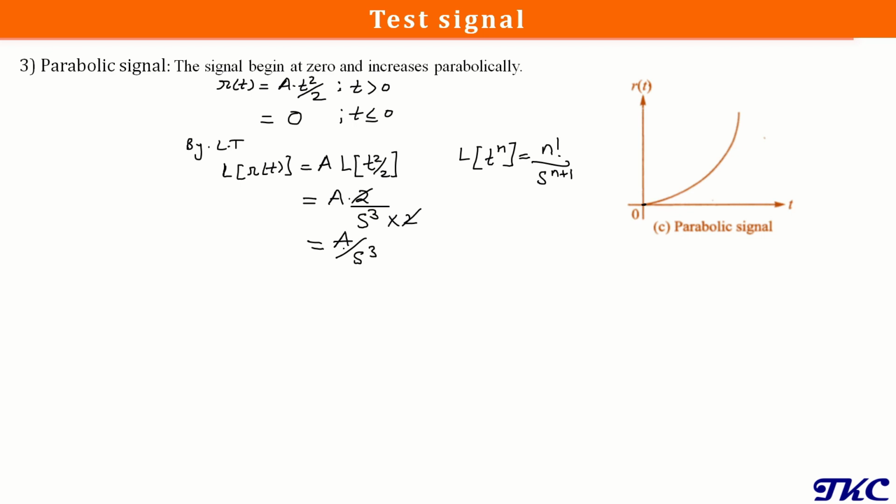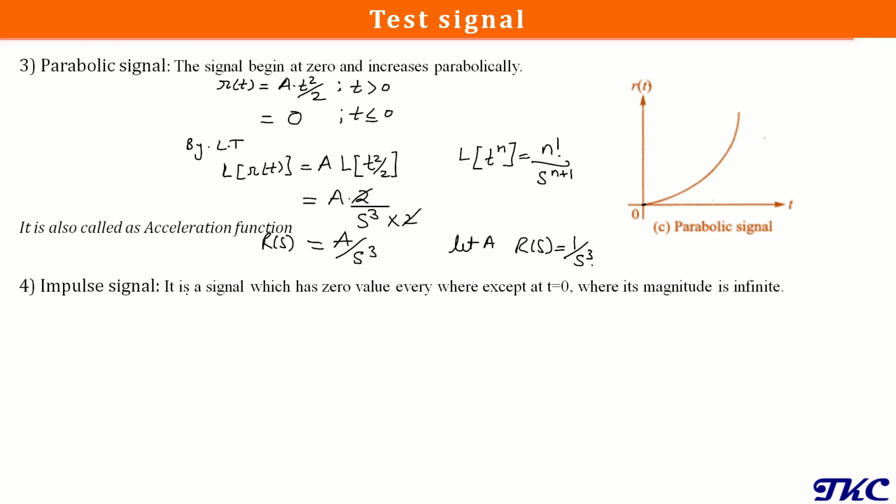Now if a is 1, then r of s becomes 1 by s cube. We call this the unit parabolic signal. Similarly, for step input and ramp input, if we take a as 1, they are called unit step input and unit ramp input respectively. This parabolic signal is also called an acceleration function, because of the nature of the curve. If we consider any positional system where we are interested in the position of an object, the position changes because of the acceleration in the system. When we plot the position considering the acceleration, the position follows this nature. Because of that, the parabolic signal is also called an acceleration function.